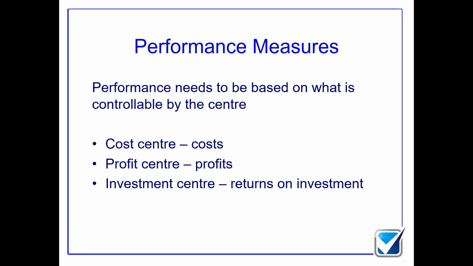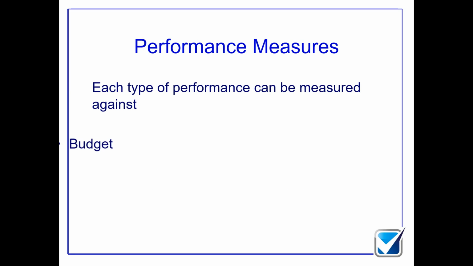Now, from a performance perspective, a methodology of evaluating performance which can be used across every single different type of center will be to compare actual performance against expected performance, and the expected performance will be illustrated within the budget. We can also compare actual performance with last year to see if there's a trend building up over a period in time, and we can compare actual performance with external industry norms to see whether we've done better than everybody else within our industry or whether we've done worse than everybody else within our industry.